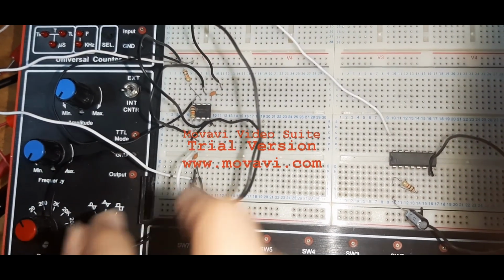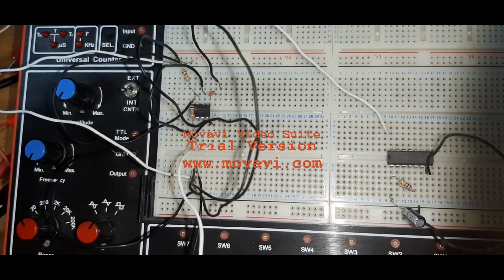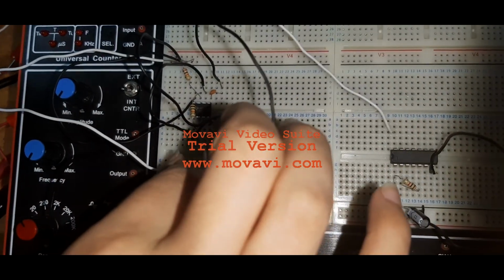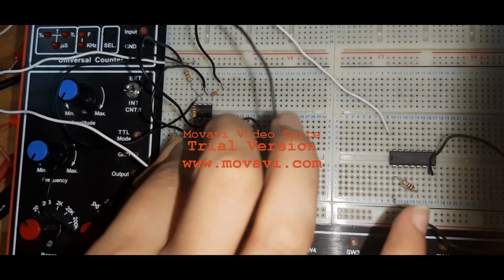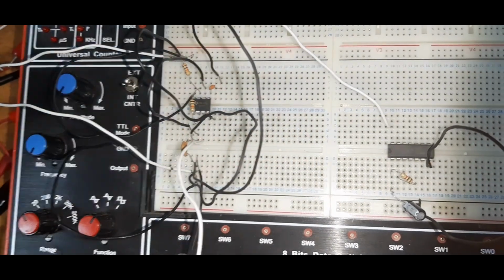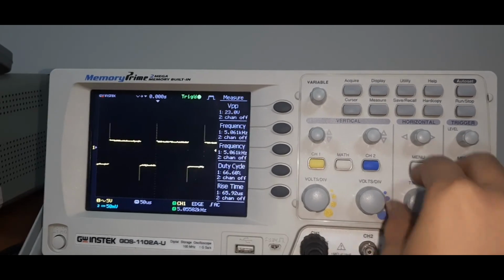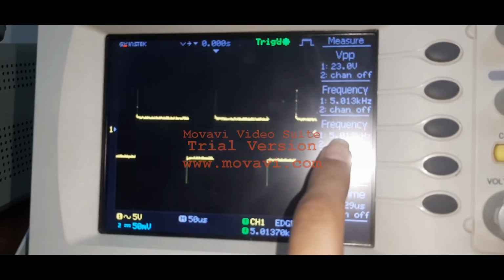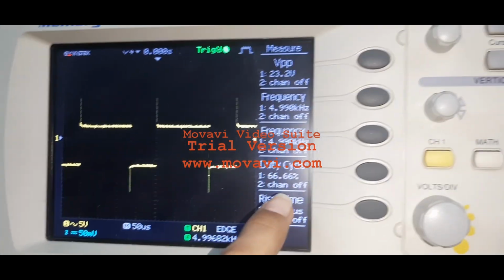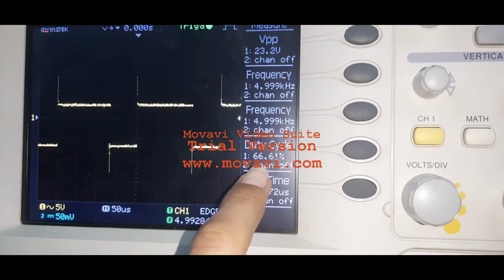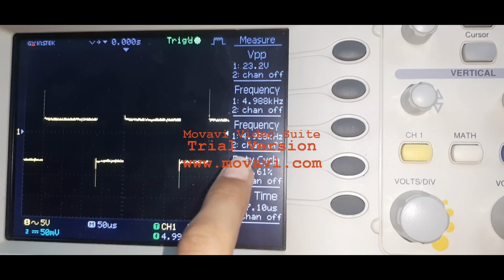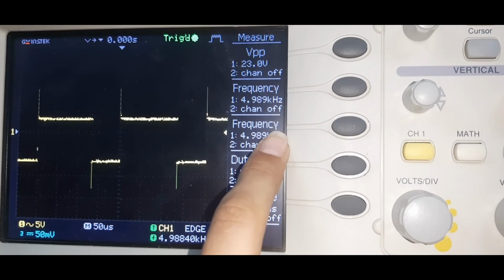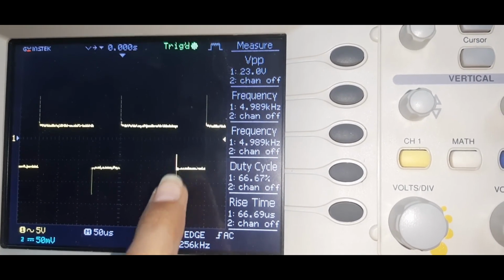So if we change the value of this capacitor, as I am doing in this, you can see at the output that now the frequency of the oscillation is different from before. So by changing the value of the capacitor, there is no effect on the duty cycle, only the frequency of oscillation of the square wave is changing.